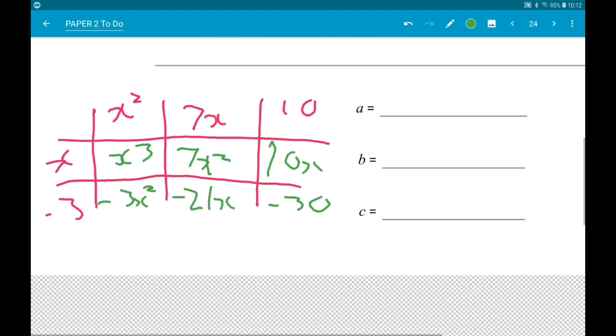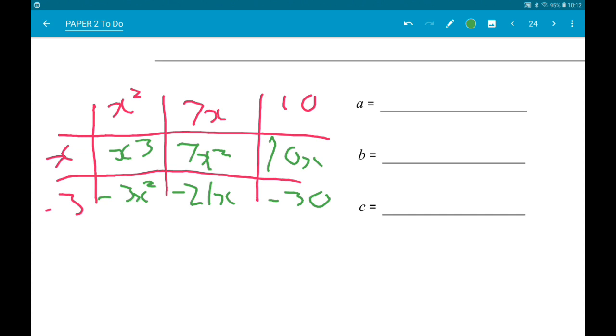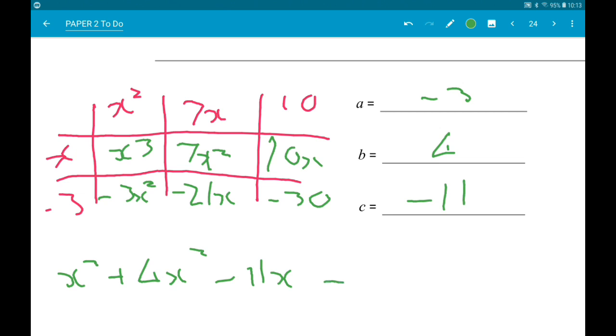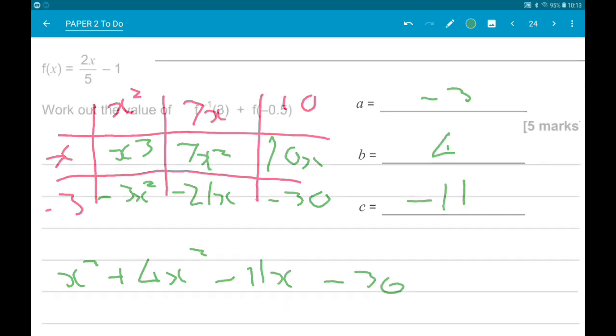So, if we bring that out and simplify, we have x cubed add 4x squared. So that means b is 4. A was minus 3. Then we have 10x minus 21x, so that's minus 11x. So c is minus 11, and then we got the minus 30 on the end.